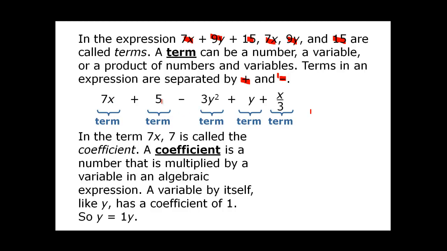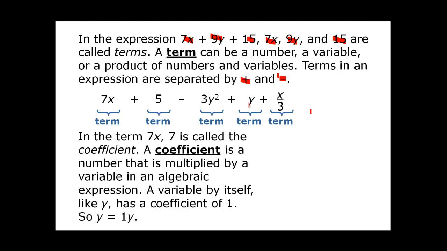5 here is a coefficient. But what is the variable for 5? The variable here for 5 is, for example, x power 0. Where is the coefficient and where is the variable? 3 is the coefficient, and y here is a variable, and y here is power 2 or squared. Here y is power 1.